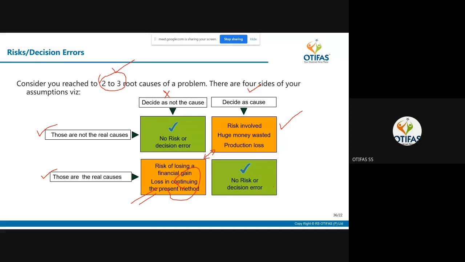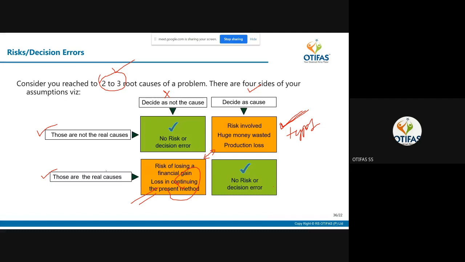Statisticians always say, no problem if you are losing an opportunity. Every management, every company, every country, any government or private organization, everyone will think that I want to reduce this risk. I want this risk to be less. And this is called type 1 error, alpha risk.